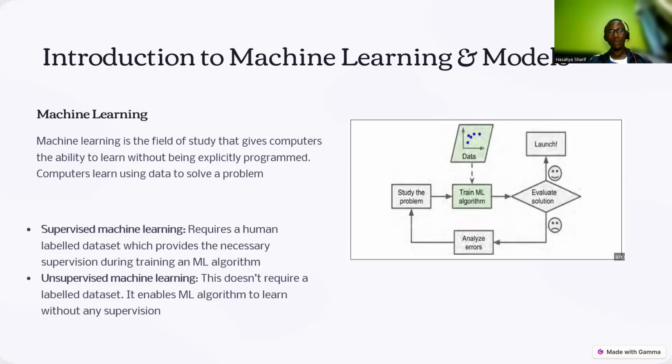Now, under machine learning, we have two main categories. That is supervised learning, which requires a human-labeled data set that provides the necessary supervision during the training of the algorithm. Then unsupervised, where the algorithm can learn without any supervision, and it doesn't require any labeled data set.